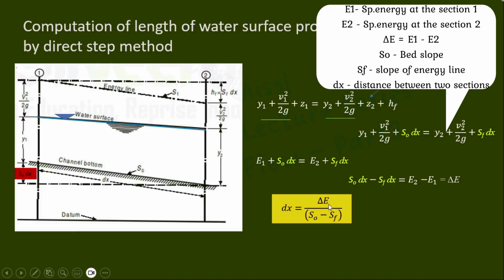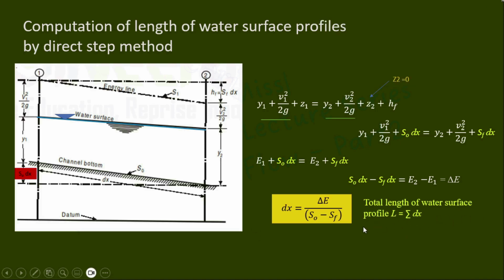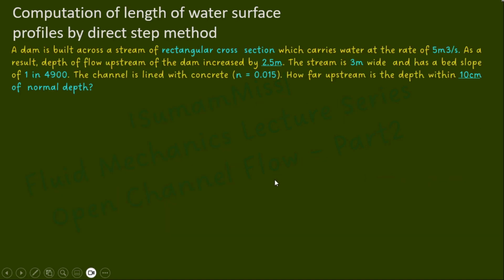So we have to calculate delta E between two sections, and that delta E divided by (S0 minus Sf) will give you the distance between the two sections. This method we can apply continuously from section to section. Then we can compute the total length of the water surface profile, L equal to sigma delta x. The accuracy of the computation increases by lowering the value of dx. So let me explain this method by solving a problem.